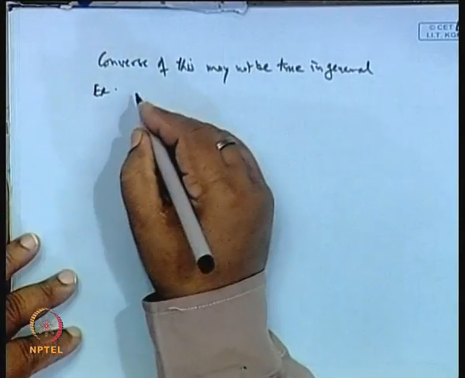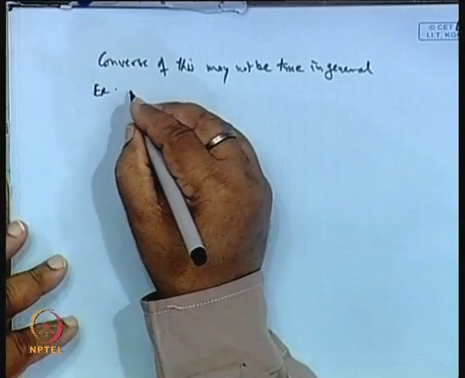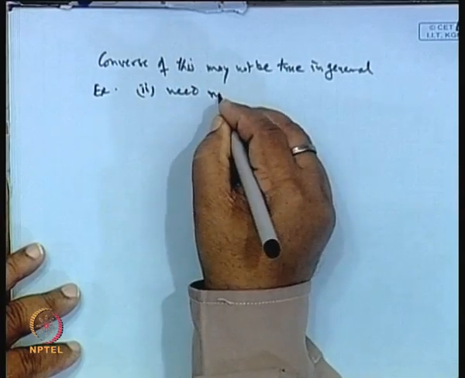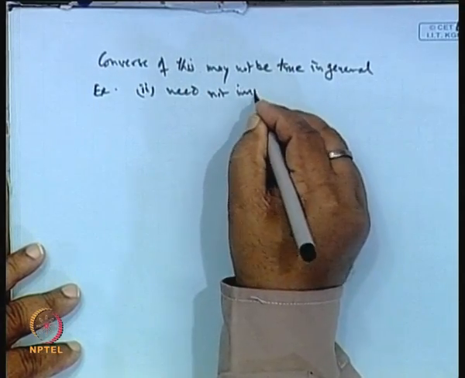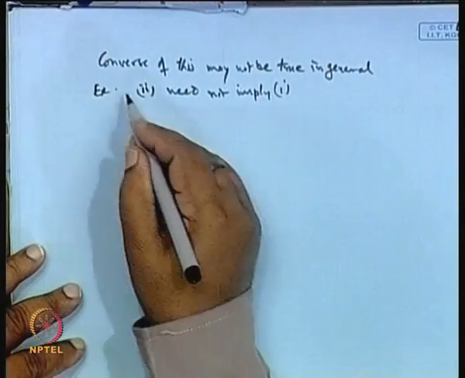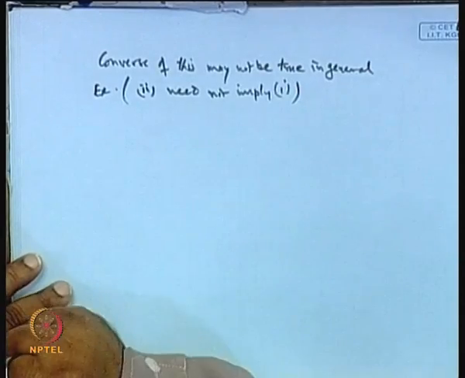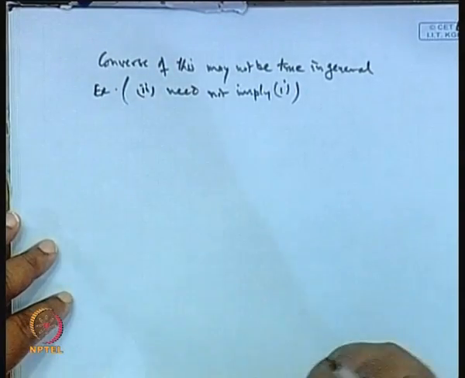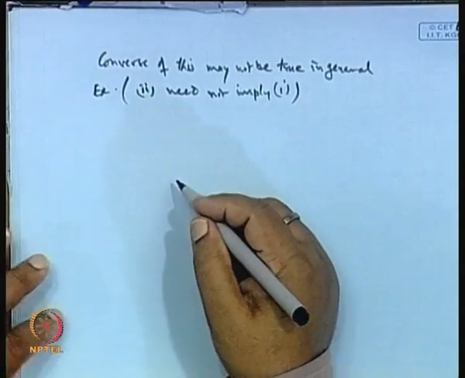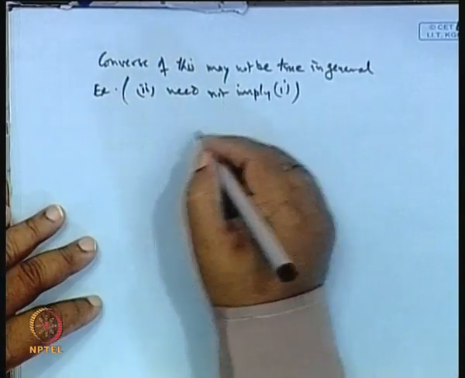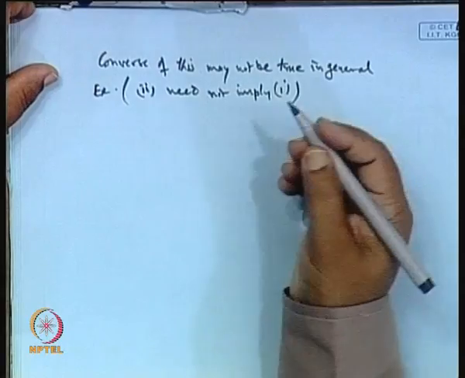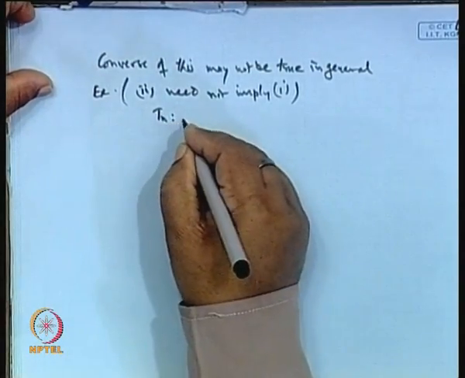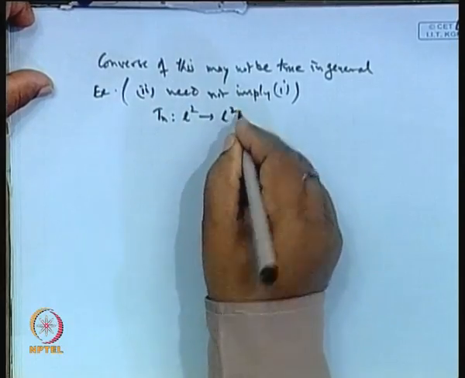First example: a sequence converging strongly need not imply converging uniformly. This is an example for this. It means a sequence of operators Tn converges strongly, but not uniformly. So, let us take the space X as L2. Let Tn be a sequence of operators from L2 to L2.